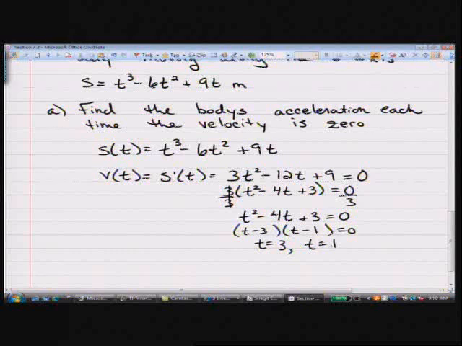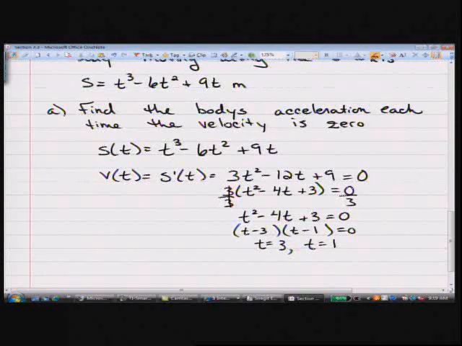Yeah. Does that mean like at the very beginning it's going at that speed? Well, no, this is where the velocity is 0. V of 0 is actually 9. What you're saying, at the very beginning, what is the velocity? That would be putting 0 in for t. That would be 9. Does that make sense? Yeah. Okay.